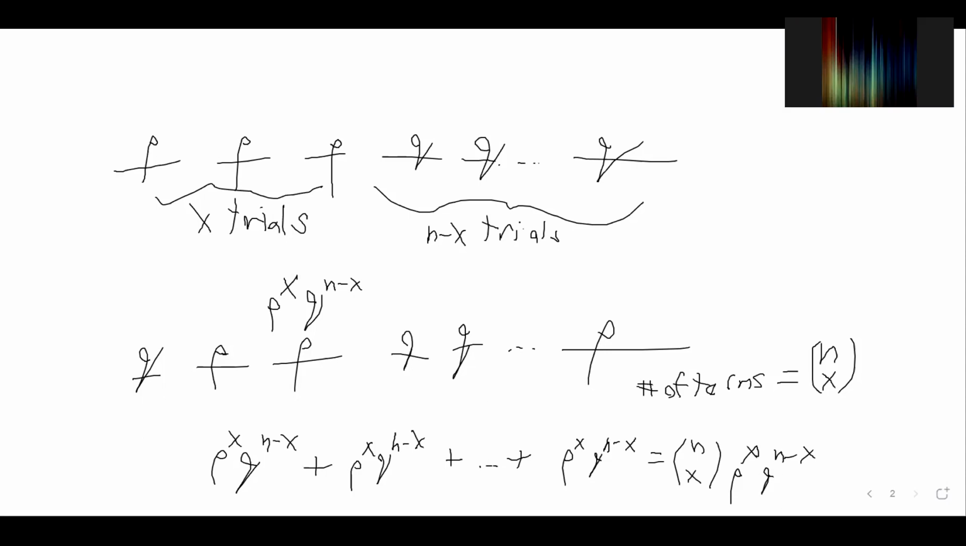Okay. The probability of any one such ordering of X successes in N Bernoulli trials, where the probability of success is P, is P to the X times Q to the N minus X. And then to find the probability of exactly X successes, that means you could be in any order, which means you have to keep adding P to the X times Q to the N minus X, N choose X many times. And so the total sum is N choose X times P to the X times Q to the N minus X. Okay, so that's what's happening here.